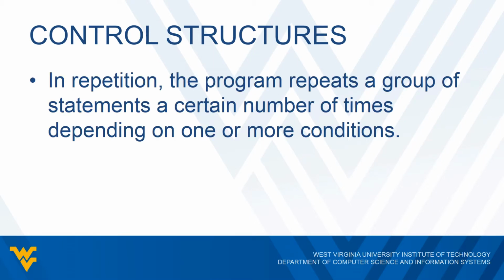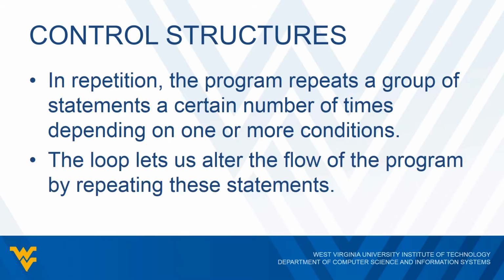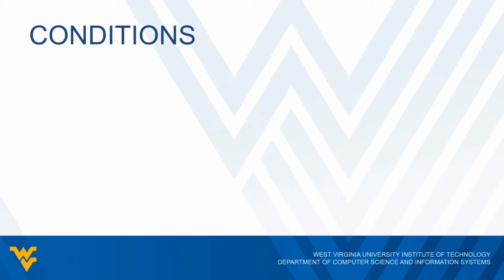With repetition, we take a group of statements and we just repeat that a certain number of times. Now, the number of times we repeat it usually depends on one or more conditions. So this loop lets us alter the flow of the program by repeating some statements. So if we have some lines of code that we want to use several times consecutively, instead of having to write each line and just copy and paste it, we can just write it once and put it in a loop and just repeat it however many times we need.